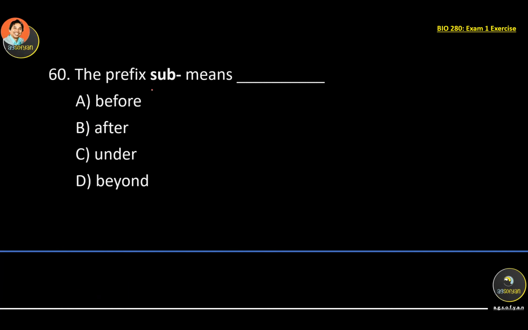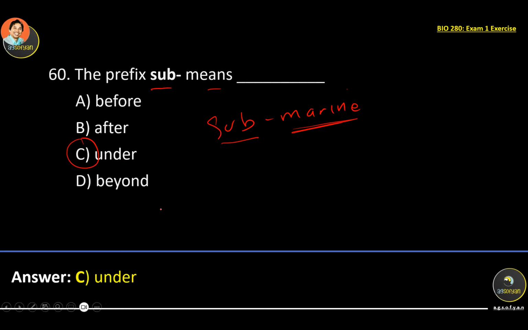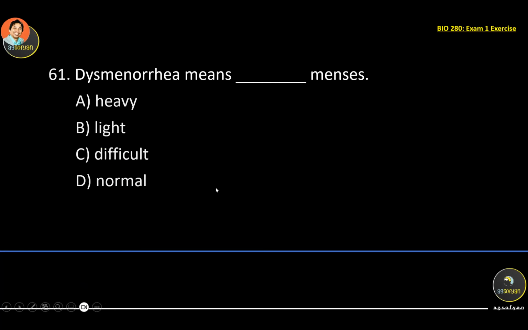The prefix sub means, okay, submarine, for example. What is that? Okay, this is the one that goes under the water. Okay, sub means under. Okay, now dysmenorrhea, especially women, they have this kind of feeling, dysmenorrhea, which means difficult menses.